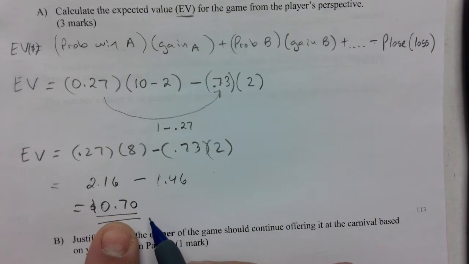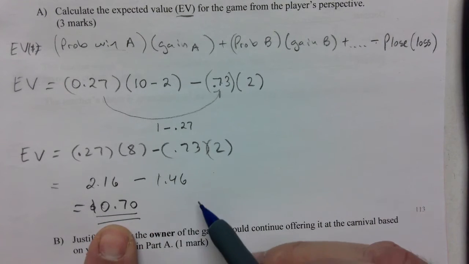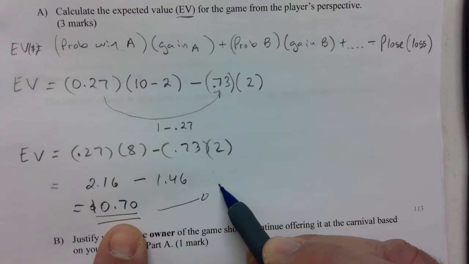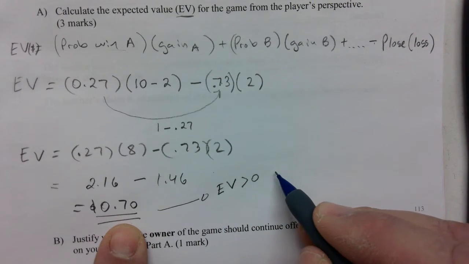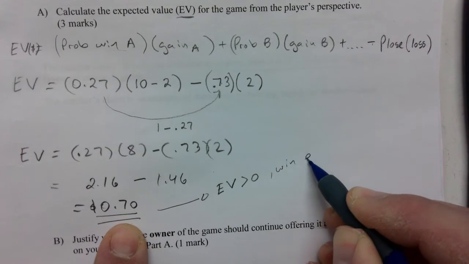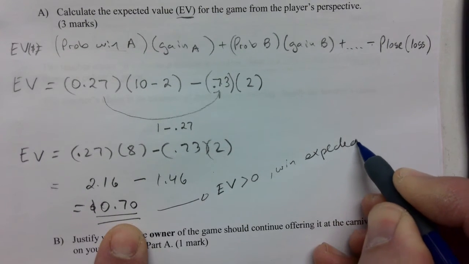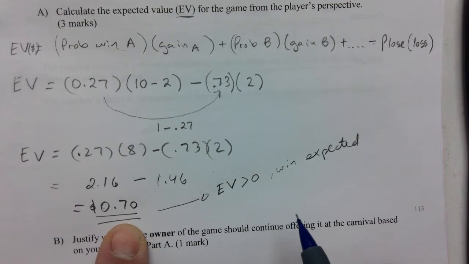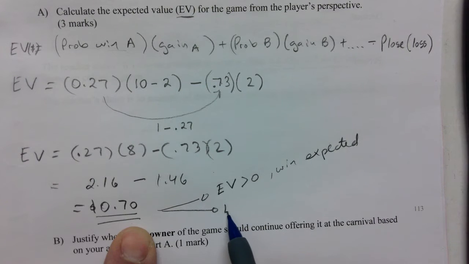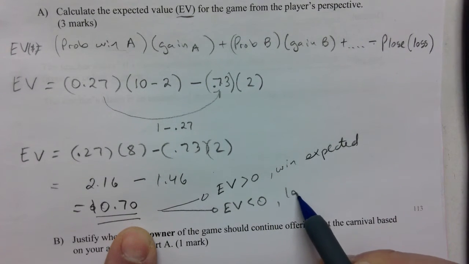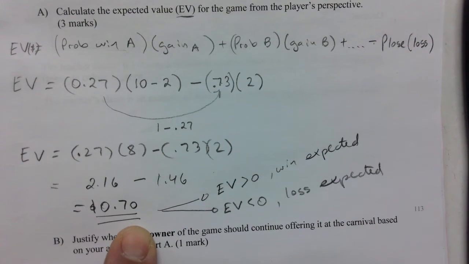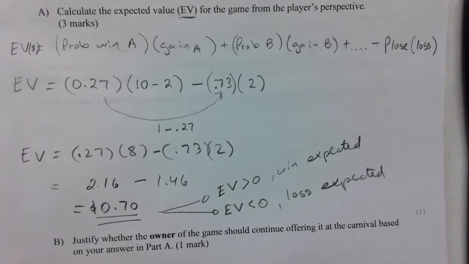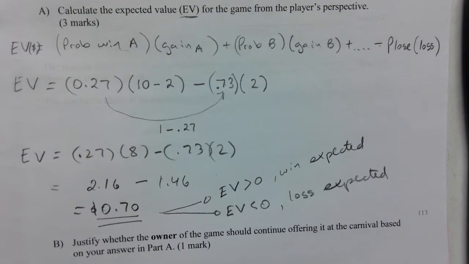And I'll just make a note here. EV is greater than 0 when expected, and on average. If the EV is less than 0, loss expected. And obviously, if the expected value is 0, you will break even.